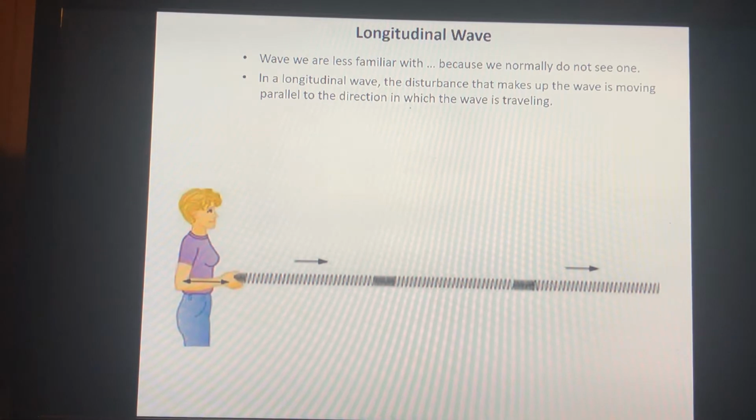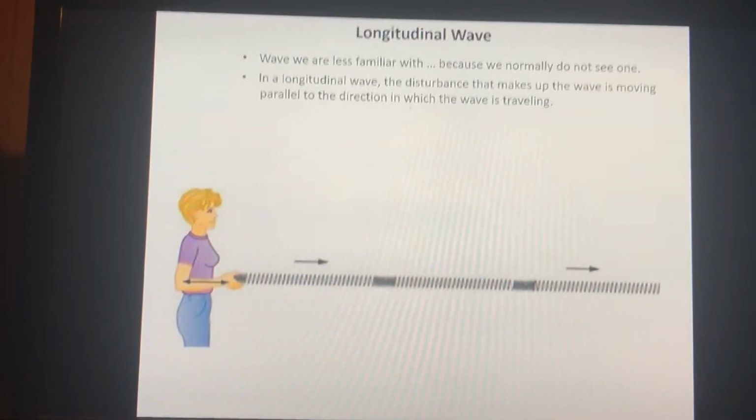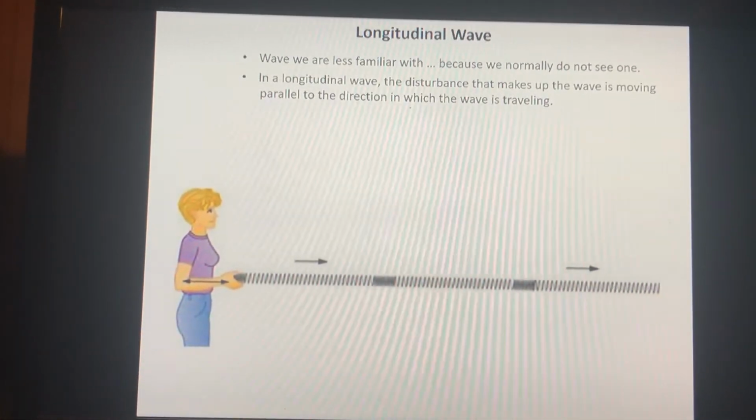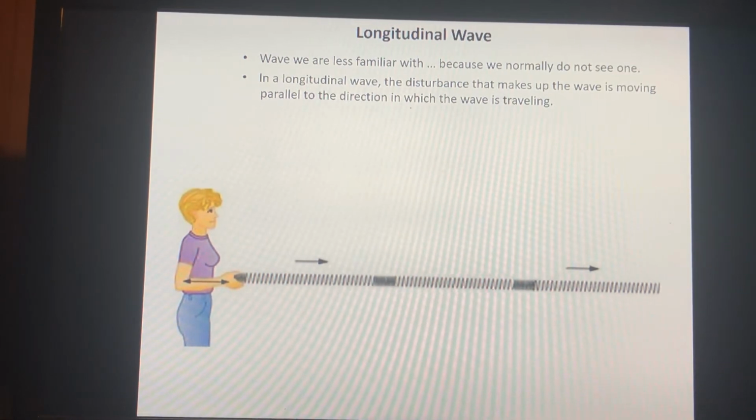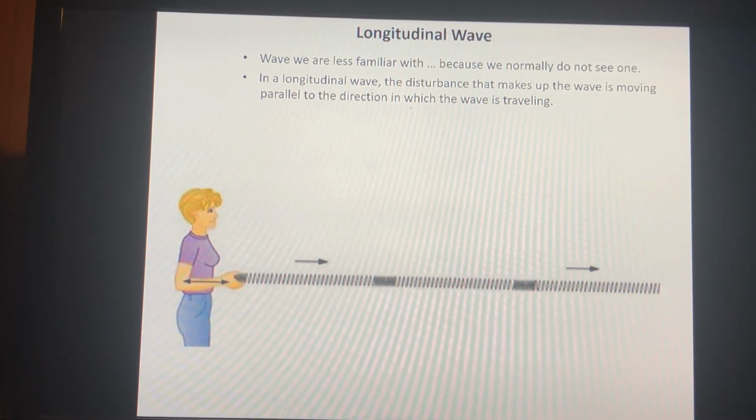So notice that in the diagram there, the vibration of the wave is traveling in the same exact direction as the wave is traveling. And so they are parallel. They're on parallel paths. When you think of parallel, you think of train tracks going in the same direction.